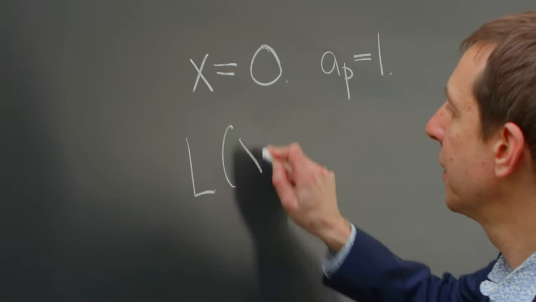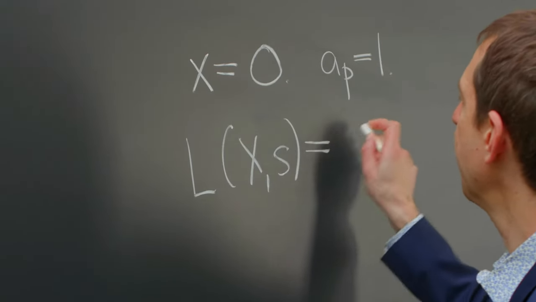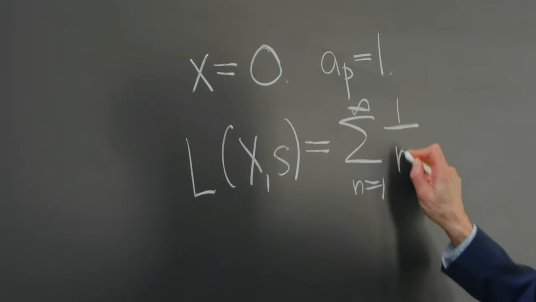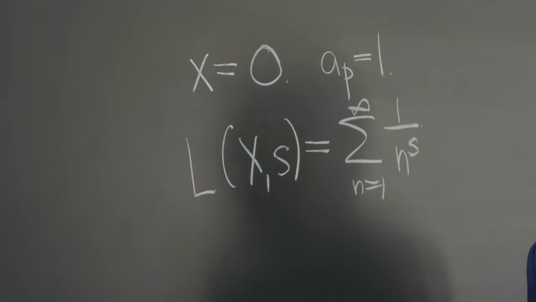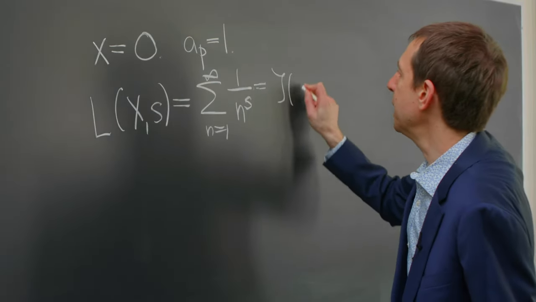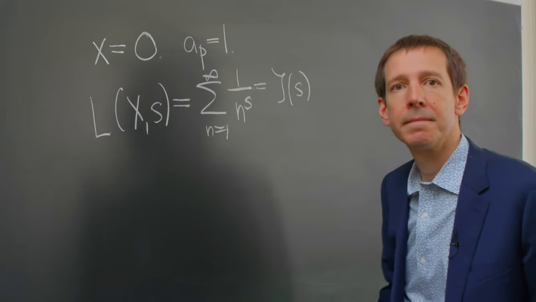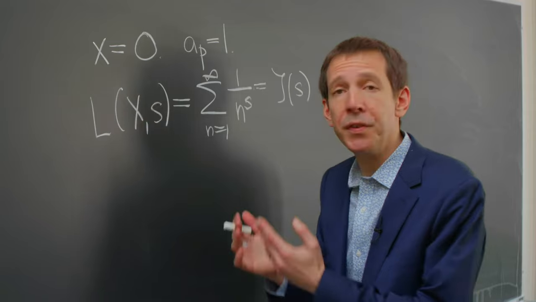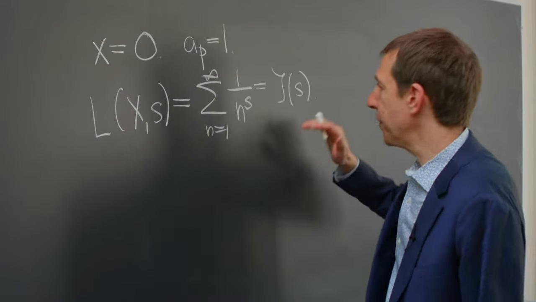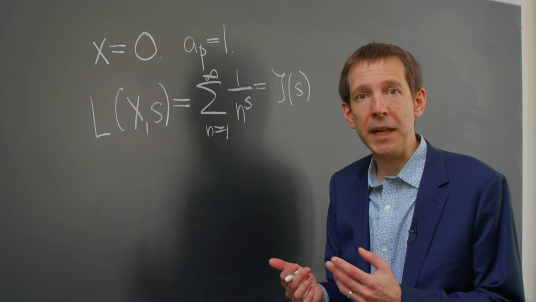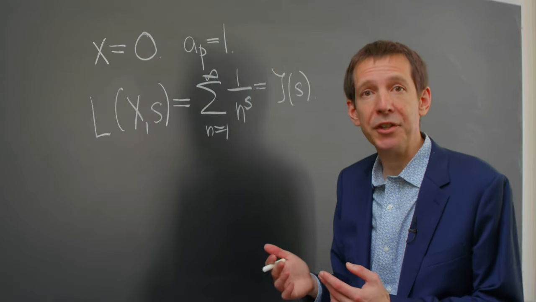So the L function of this Diophantine equation is simply the sum of 1 over n to the s for all positive integers n. This is precisely the Riemann zeta function. So the reciprocity conjecture, proved in this case, implies that the zeta function has a meromorphic continuation to the whole complex plane. In fact, it has a pole at s equals 1.